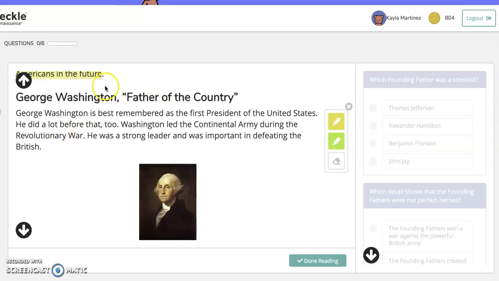Now we're going to talk about specifically George Washington, who we call the father of the country, and we'll explain why. George Washington is best remembered as the first president of the United States. He is the first president we've ever had. And he did a lot before that too. Washington led the Continental Army during the Revolutionary War. He was a strong leader and was important in defeating the British. He was very well liked. So we're going to also highlight this. He helped lead the Continental Army.